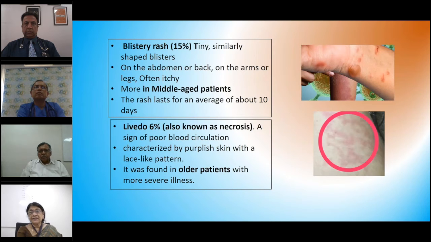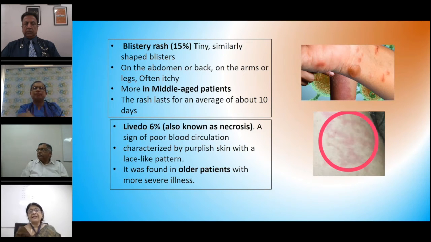Blistering rash, like you can see, there are vesicles which are filled with water. The vesicles can be seen anywhere, but they are mostly seen on the extremities, abdomen, arms, even legs. They are often very itchy, and this is seen more in middle-aged patients. This rash can last for as long as 10 days.